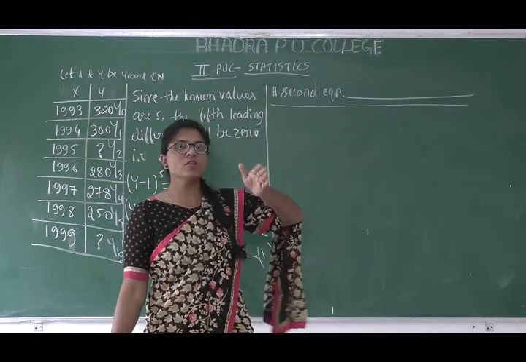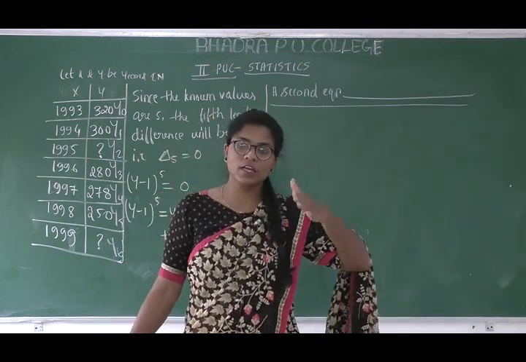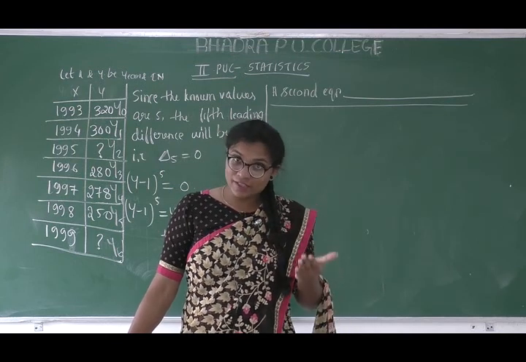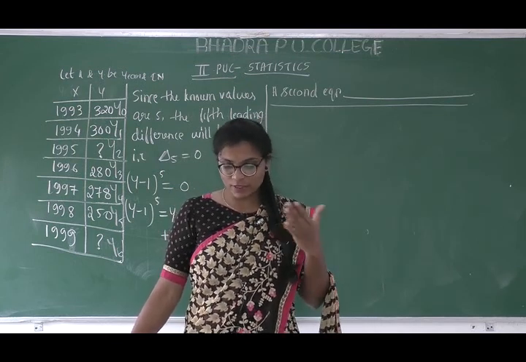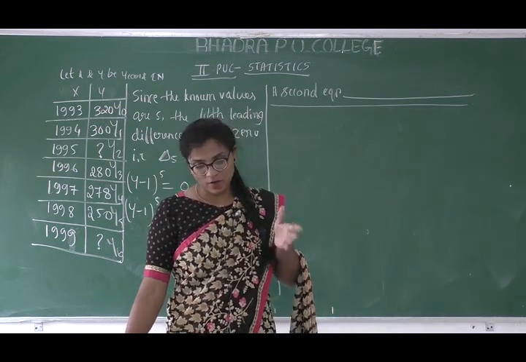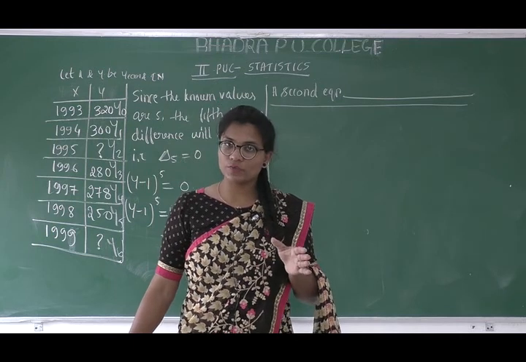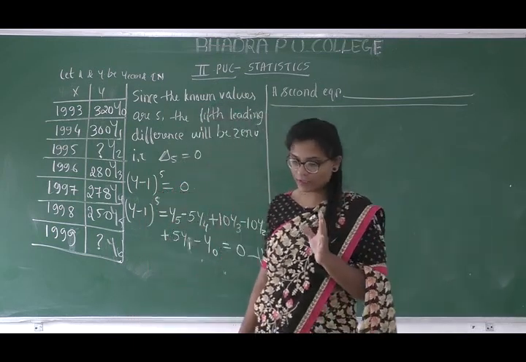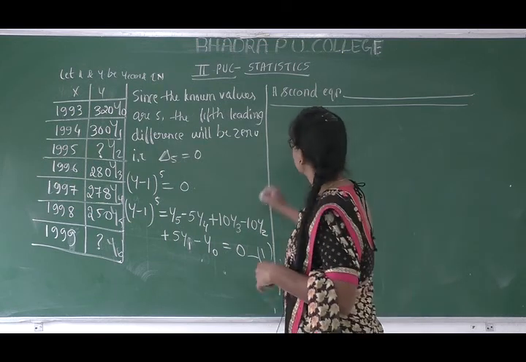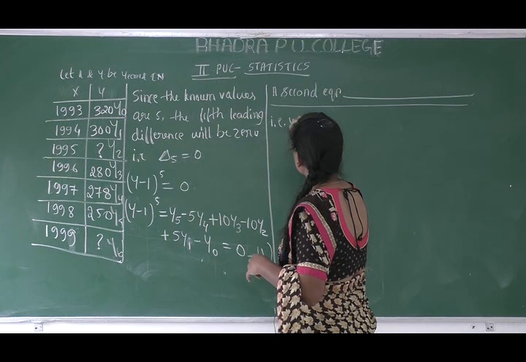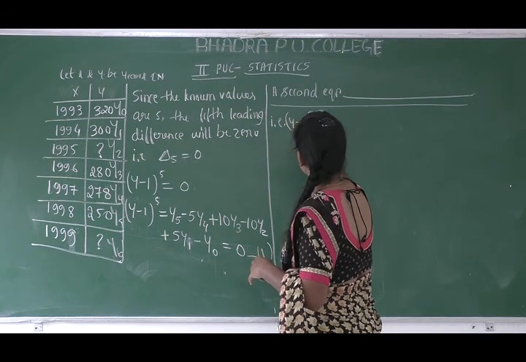The second equation can be obtained by increasing the suffixes of each term of y by 1, keeping the coefficient same. Therefore we get, so what will we get here, (y minus 1) to the power of 5 is equal to what?